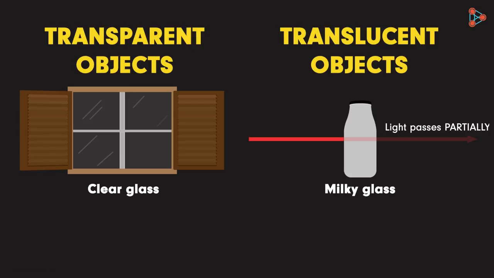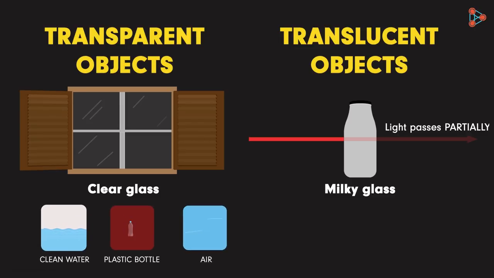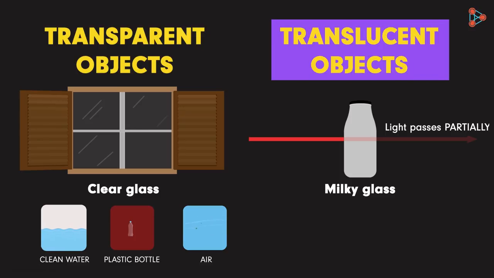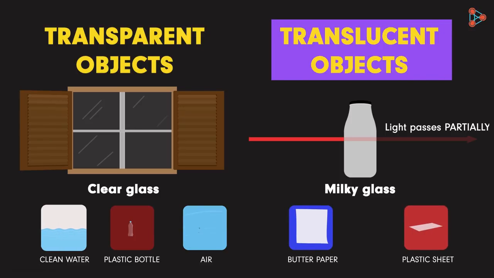But can you think of other transparent or translucent objects? Yes, clean water, glass, clear plastic bottles and air are all examples of transparent objects. Can you think of examples of translucent objects? Yes, butter, paper, thin sheet of plastic, milky glass are a few examples of translucent objects.